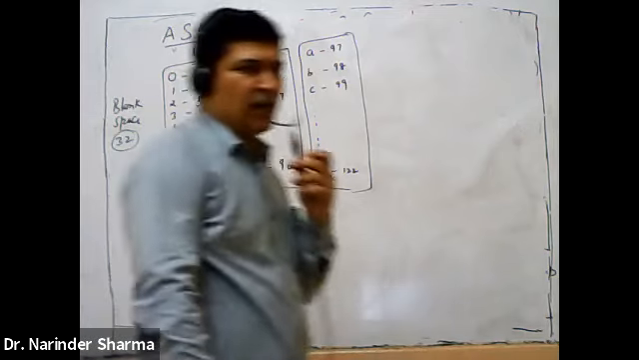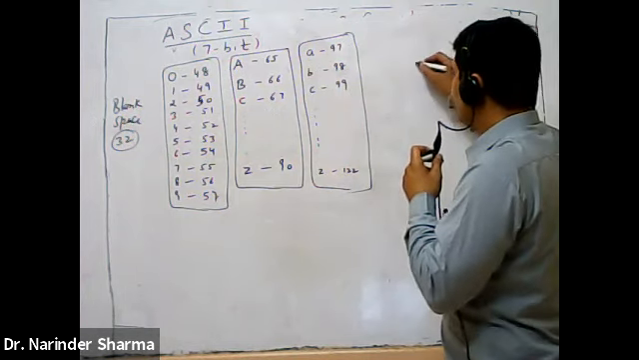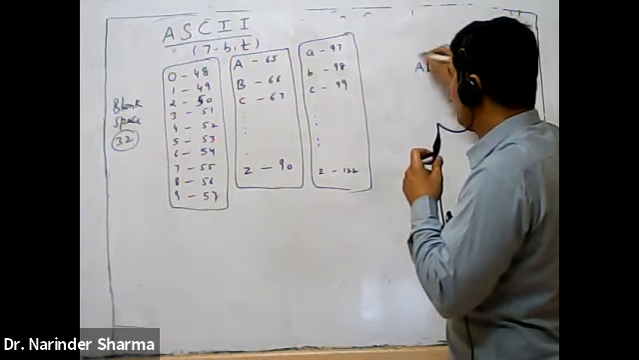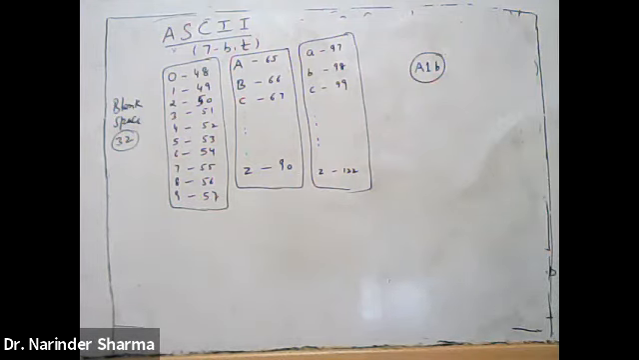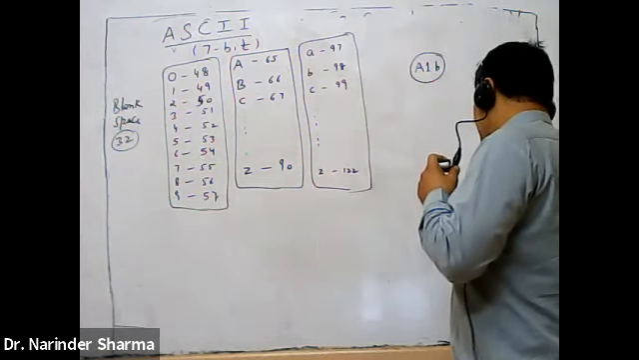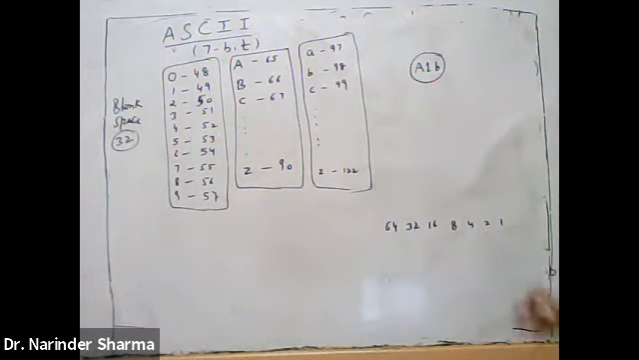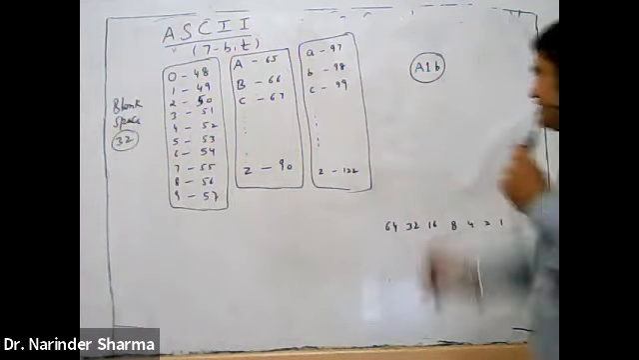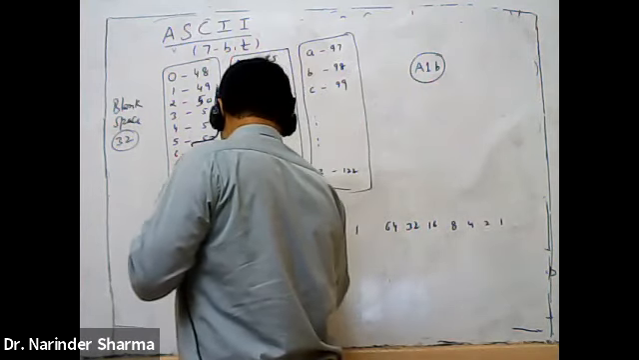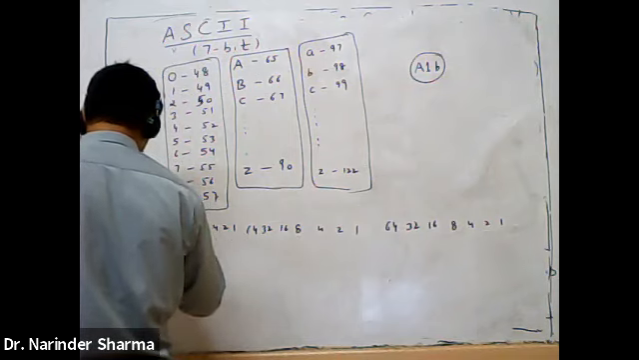So how can we convert anything to the ASCII code? For example, let us say I have A1B. This I have to convert into the ASCII code. For 7 bits, I have to write here 1, 2, 4, 8, 16, 32, 64. One time, three digits are there. 1, 2, 4, 8, 16, 32, 64. Then again, 1, 2, 4, 8, 16, 32, 64.